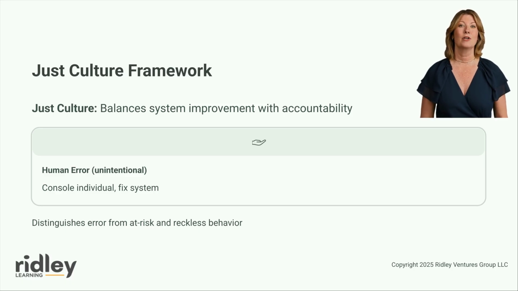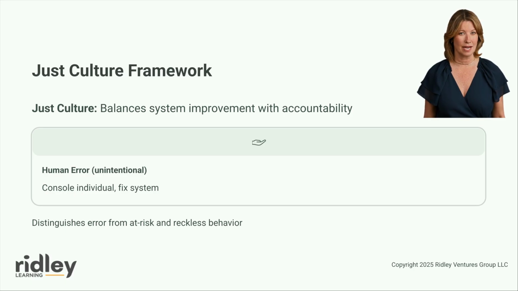In response, the more nuanced concept of a just culture was developed to balance the twin needs for systems improvement and appropriate accountability. A just culture provides a framework for differentiating between three types of human behavior and responding to them in a fair and consistent manner.